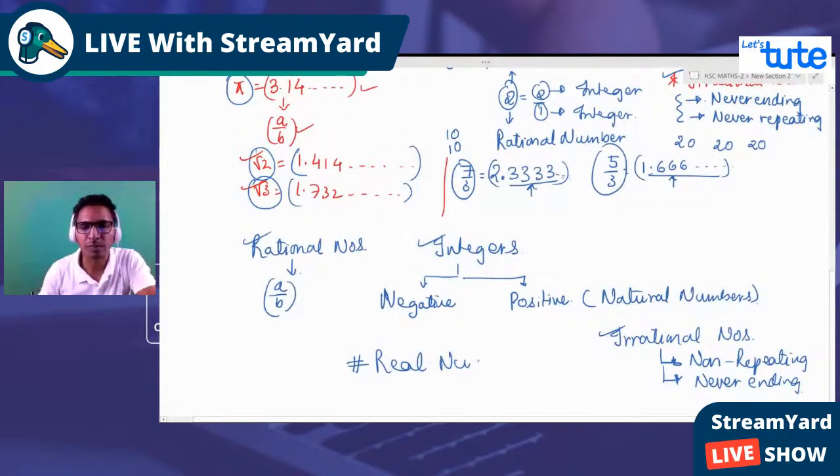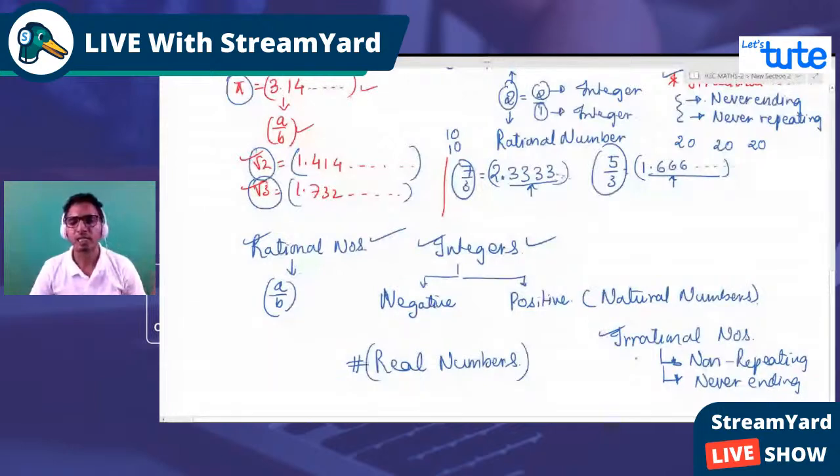Real numbers. So all the integers are real numbers, all the rational numbers are real numbers, all irrational numbers are real numbers. So basically, real numbers is the combination of all types of numbers. Real number is the superset, where rational numbers are a subset of real numbers, integers are subsets of real numbers, irrational numbers are subsets of real numbers.